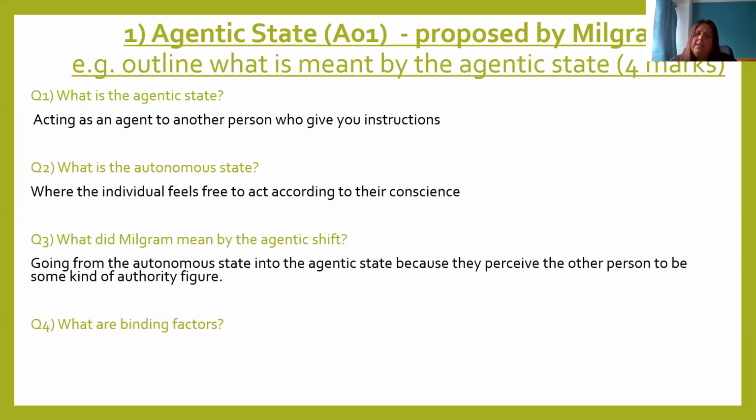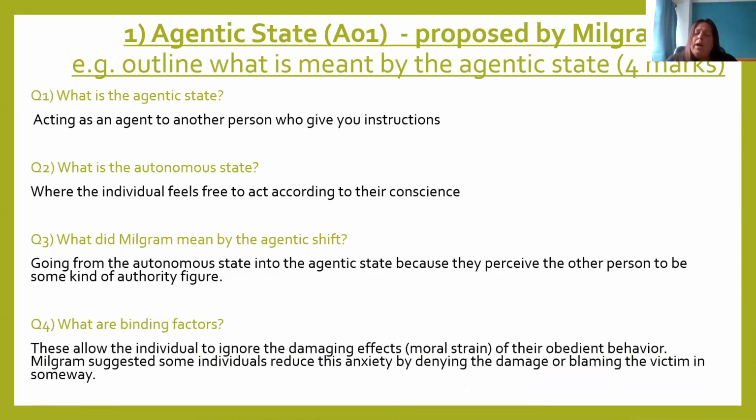Fourth point that's often missed out is that fourth question there. What are binding factors? And these are key, and try and explain them in your answer. So these are what actually allow the individual to ignore the damaging effects. Okay, so they create moral strain of their obedient behaviour. Milgram did suggest that some individuals reduce this anxiety by denying the damage or blaming the victim in some way. So a binding factor is what is binding you to that authority figure.